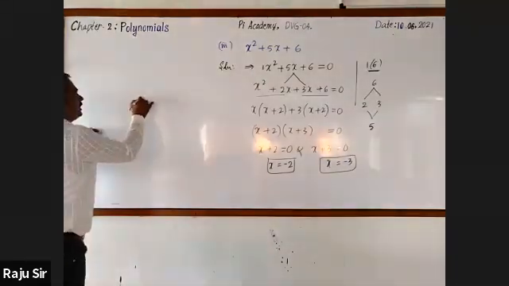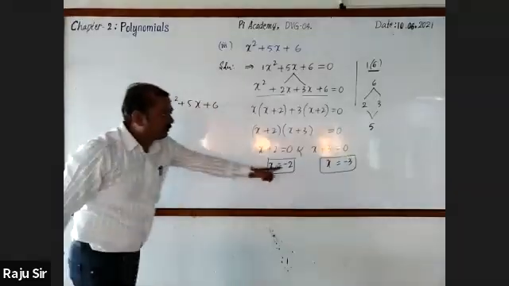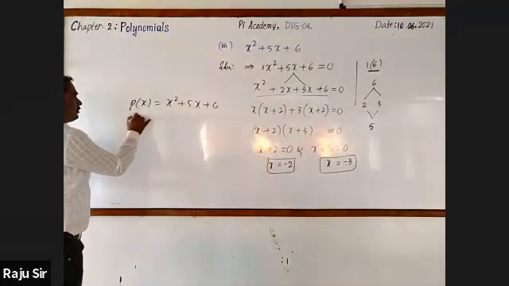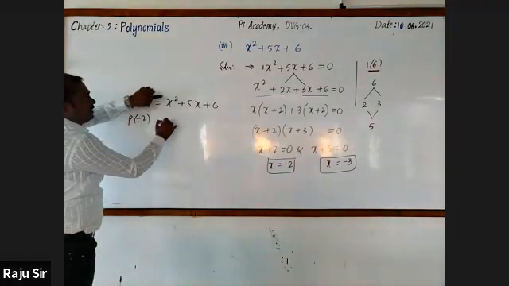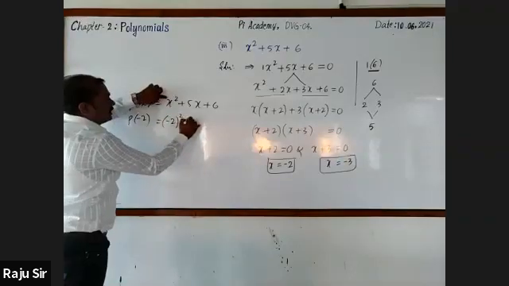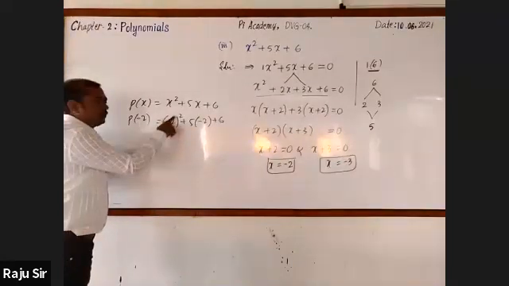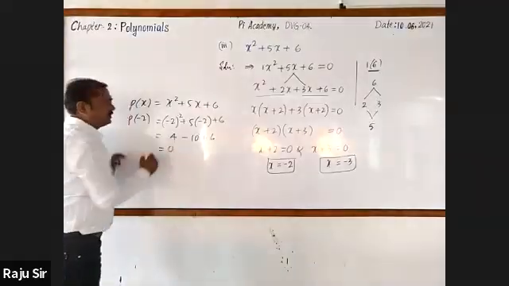Given polynomial is p of x equals x square plus 5x plus 6. Now we said -2 and -3 are zeros. So I'll substitute -2 in place of x. x is -2 whole square, plus 5 into -2, plus 6. Here -2 whole square is 4. 4, 5 into -2 is -10, plus 6. 4 plus 6 is 10, 10 minus 10 is 0. Therefore, -2 is a zero of the given polynomial.